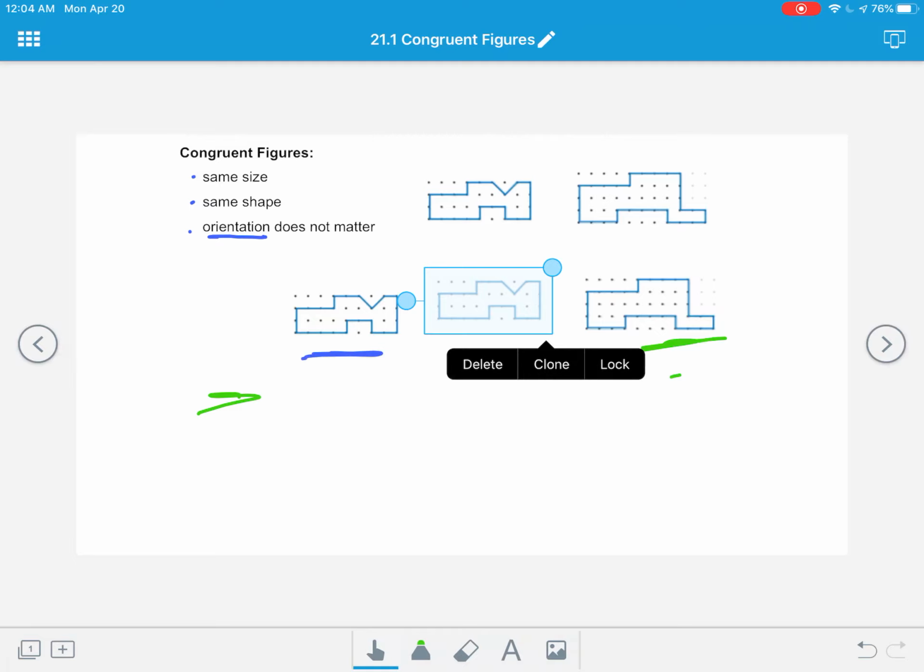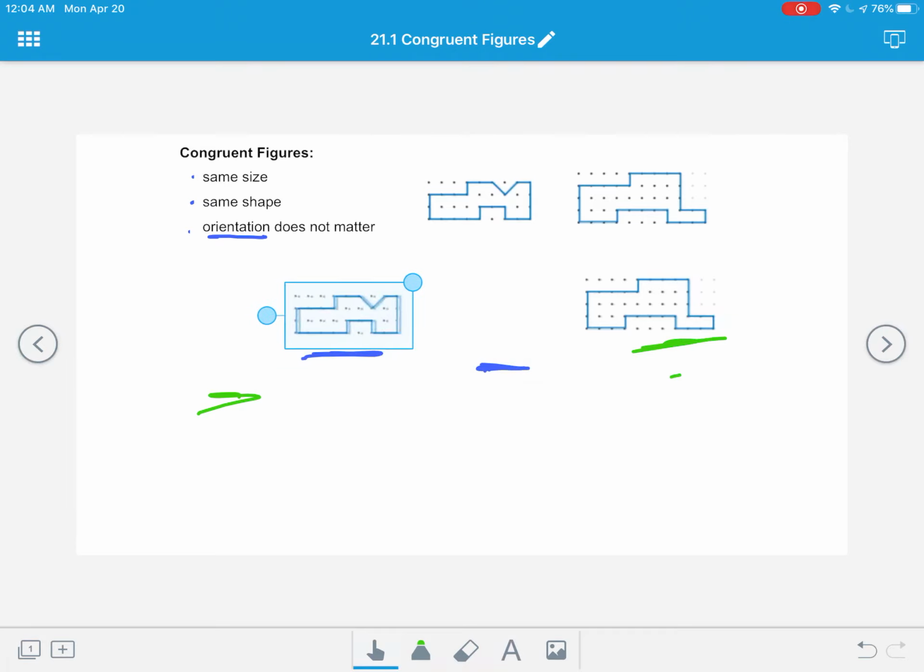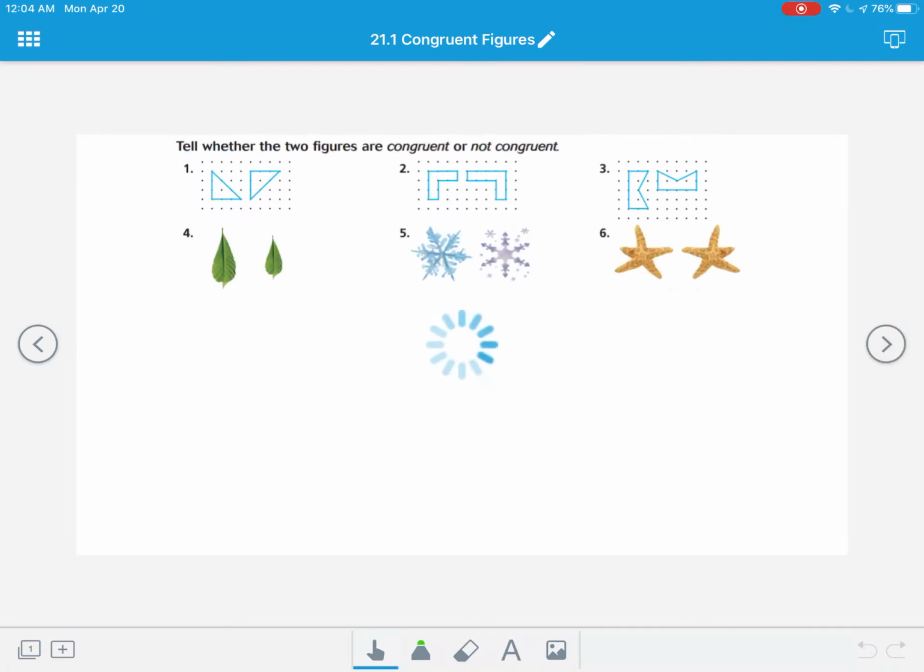Let's see about the next one. They appear to be the same shape. Both have the same jagged lines, a square bottom and a V-neck top. Let's see if they are exactly the same. If I line them up, they line up perfectly. That means that these figures are the same size and the same shape, which means they are congruent. So keep that in mind. Just because a shape might be turned one direction or another, that's okay. It just matters if they're the same size and shape in order for it to be congruent.